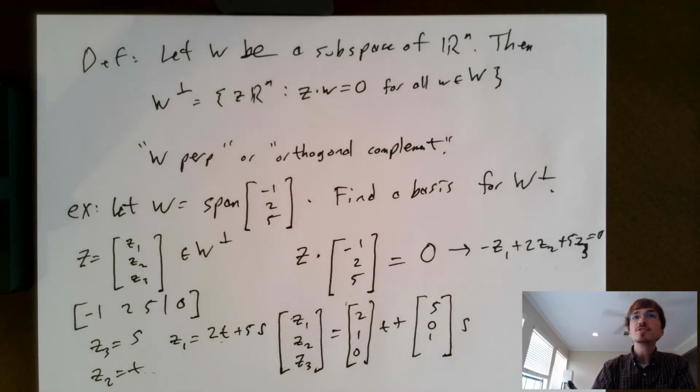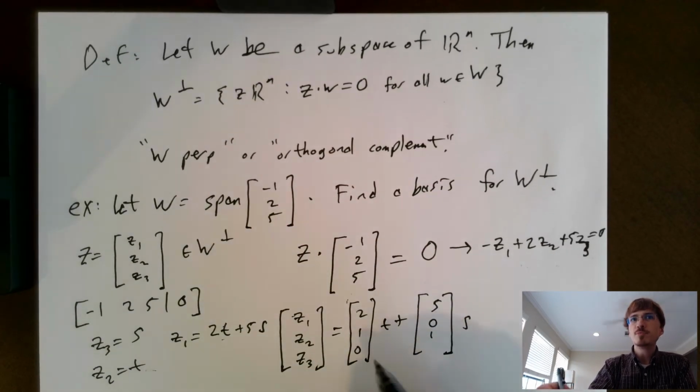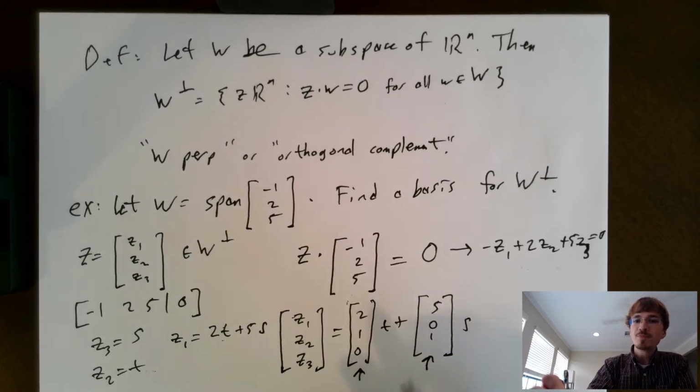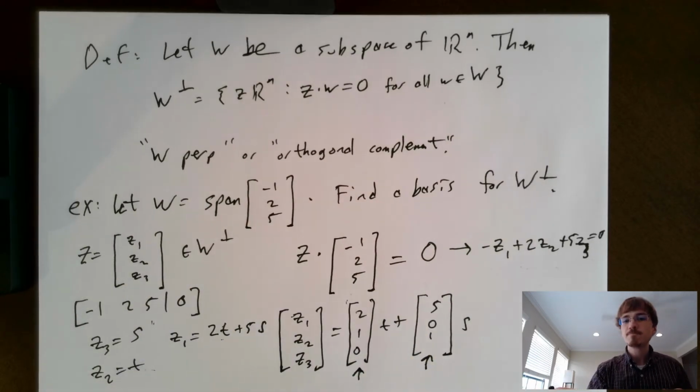So what's a basis for W perp? A basis for W perp is just formed by the set containing this vector and that vector. So if you have a set containing those 2 vectors, you have a basis for W perp. Because again, it's the null space of this nice, easy matrix. Okay.